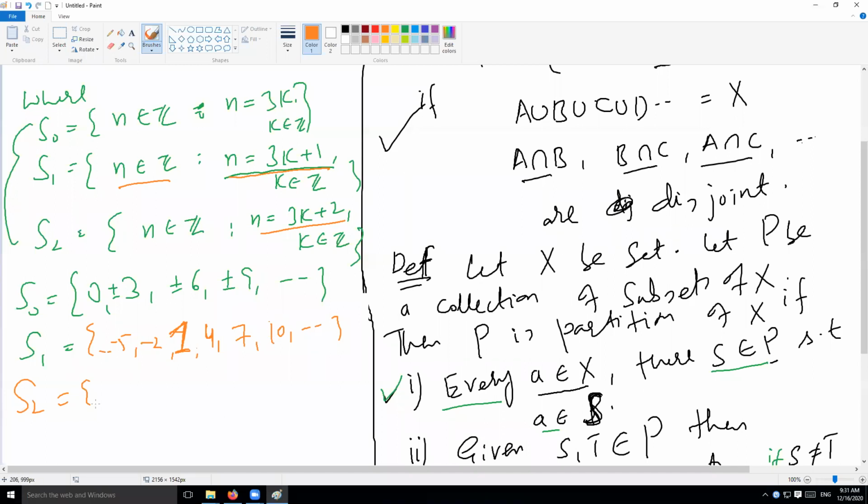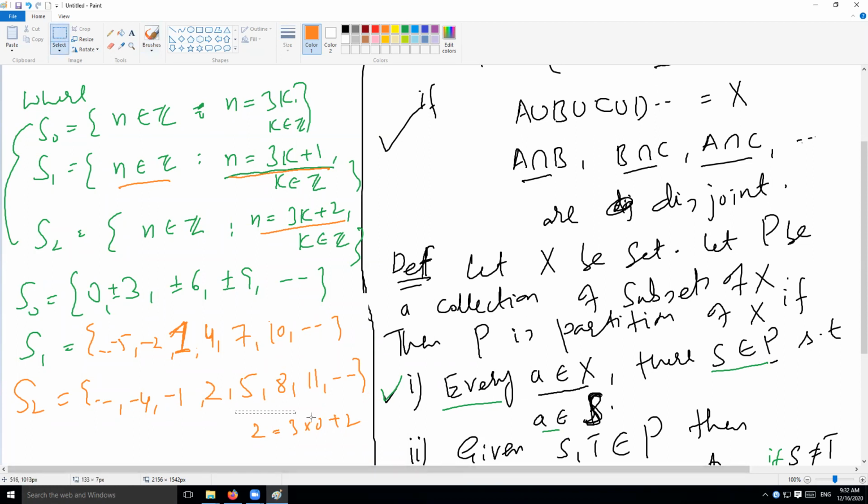How about 2? What are those numbers which have remainder 2? Let's just start with 2, because I can write 2 as 3 times 0 plus 2. So 2 is going to come, and then keep on adding 3: 5, 8, 11, and so on and so forth, and -1, -4, and so on. So this is the set. We have explicitly written these sets.